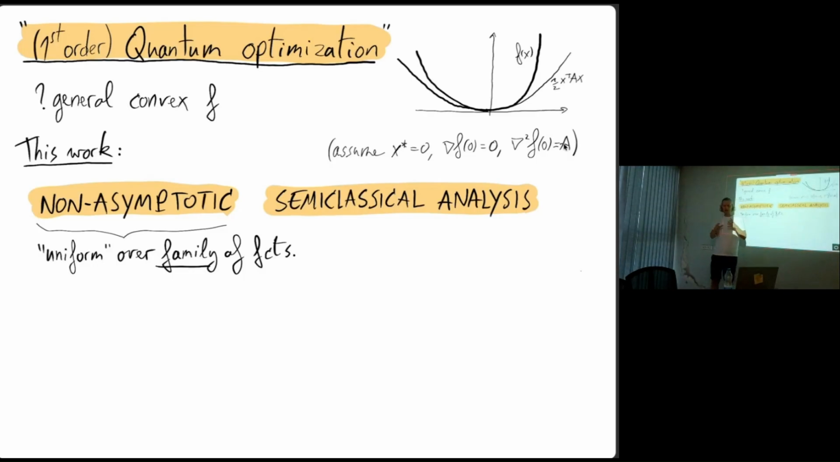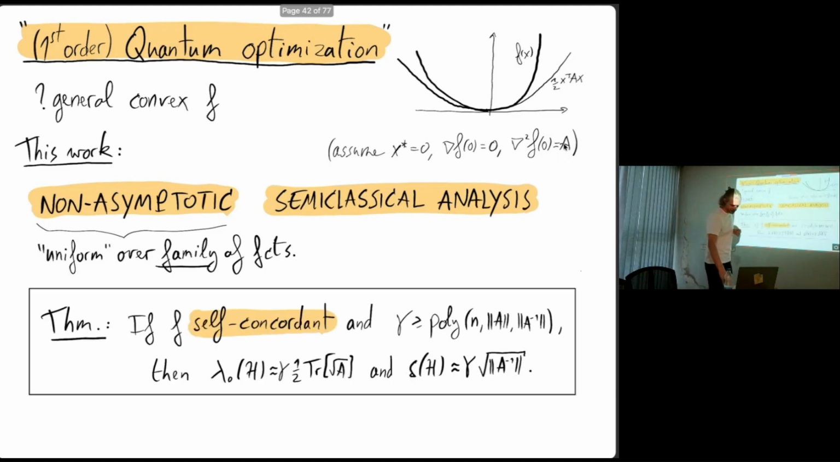So again, in algorithmic computer science, you want to consider the family of inputs and you want your algorithms to work uniformly over that family. So gamma would exist for the entire family. That's right. So that's precisely what we show.